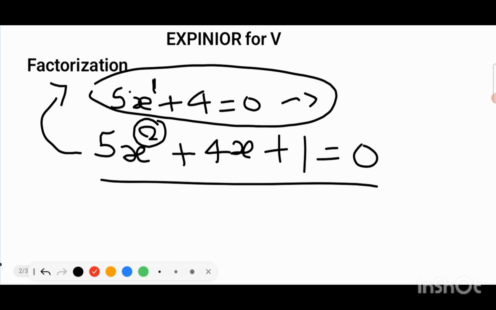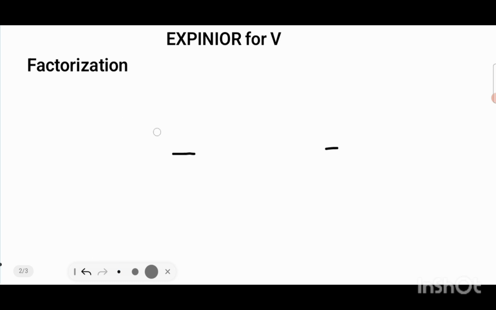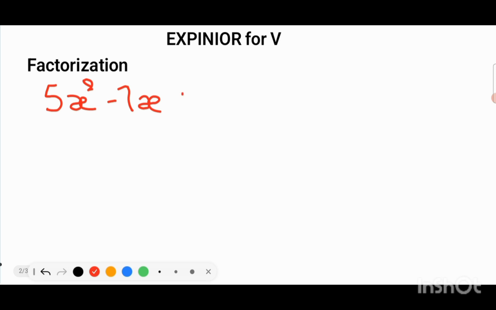Now we will learn the explanation of factorization, and make sure that you practice as many questions as you can, so that you get a grip on this topic. So now let's get started. We'll start the explanation with an example itself, because most of them understand through an example. Here we have a question: 5x square minus 7x plus 2. This is the question given.